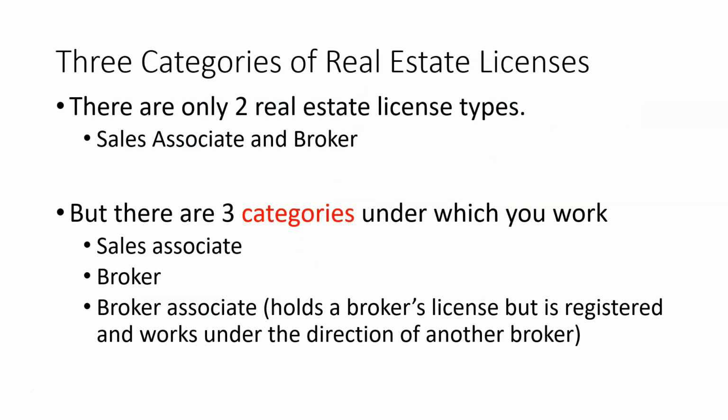We're talking about the 3 categories of real estate licenses. We must understand, first of all, there are only 2 real estate license types, that is sales associate and broker, but there are 3 categories under which you may work. You may work as a sales associate with a sales associate license. You may act as a broker of record or the broker of a brokerage with a full broker's license. Or if you have got a broker's license but you choose not to be a broker of record but work under a broker, then you'll be regarded as a broker associate.